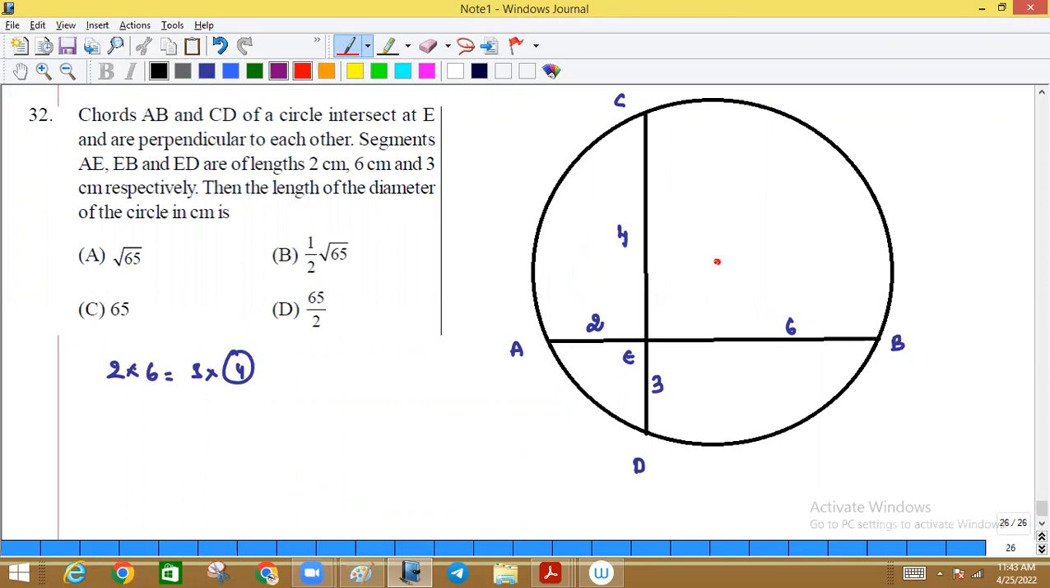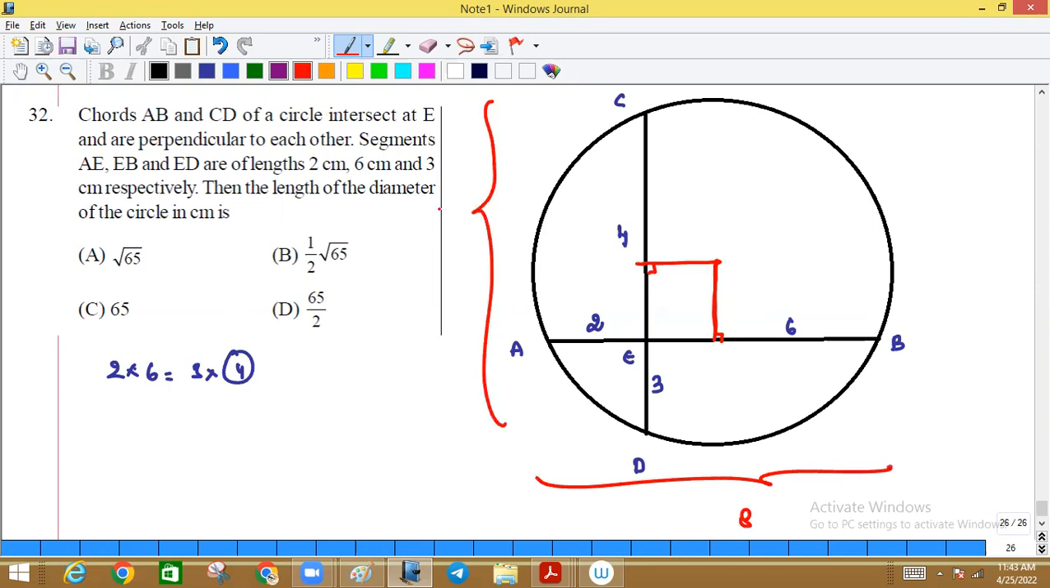From a center to a chord, if you draw a line from the center to a chord, it divides the chord into 2 equal parts. Can I say so? What is the length of the first chord? AB length is 8. CD length is 7. What is 8 by 2 then? 4. What is 7 by 2? 3.5. If it is 3.5 and this is 4, therefore can I say it is 0.5? 0.5 means 1 by 2.